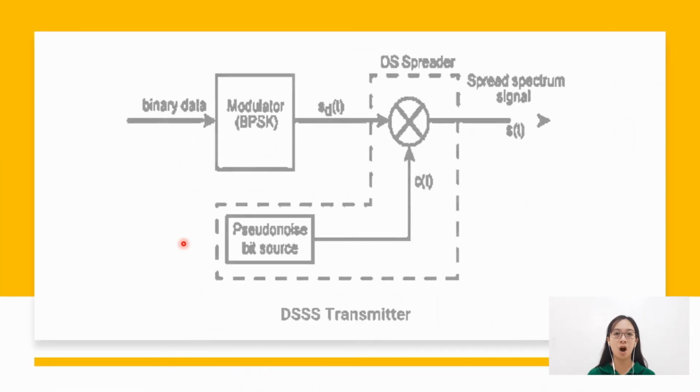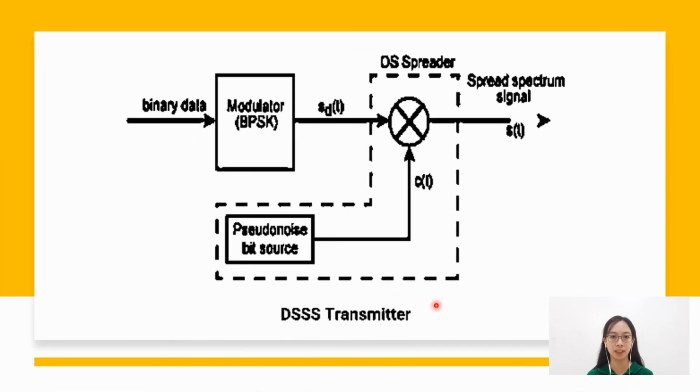Block diagram of DSSS transmitter. The binary data is fed to the modulator using a BPSK modulation scheme. The binary data is represented with a positive 1 and negative 1 rather than 1 and 0. In order to produce the DSSS signal, the BPSK signal is multiplied by the PN sequence C of t, taking on values of positive 1 and negative 1.